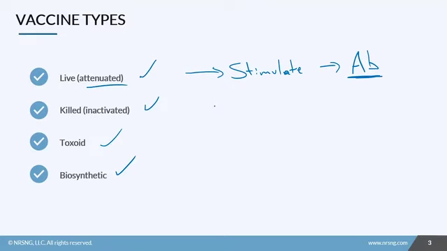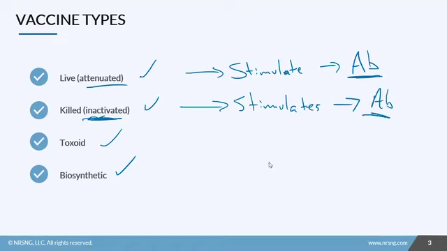Now, there are some that are called killed vaccines. They contain snippets as well of the types of bacteria or virus, but through either formaldehyde or heat, they actually destroy the virus. So it's an inactivated portion of the virus, and it still does the same thing: it stimulates the immune system, and you in turn create antibodies. Pertussis is a good example of a killed or inactivated vaccine.